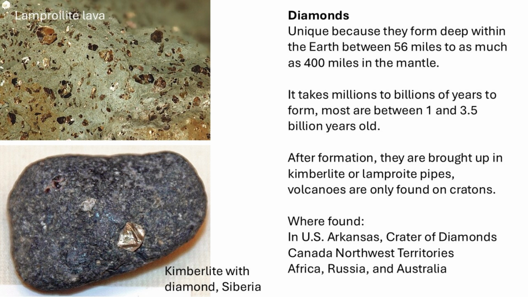These types of volcanoes produce diamonds in only certain areas of the world. So for instance, in Africa, northern Russia, Western Australia, there's only one location in the United States in Arkansas, and then also in the Canadian Northwest Territories.